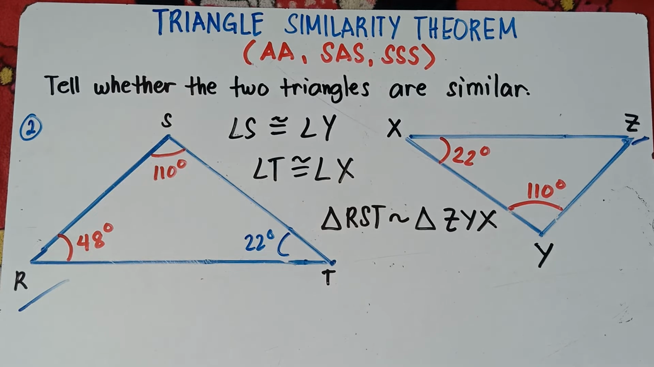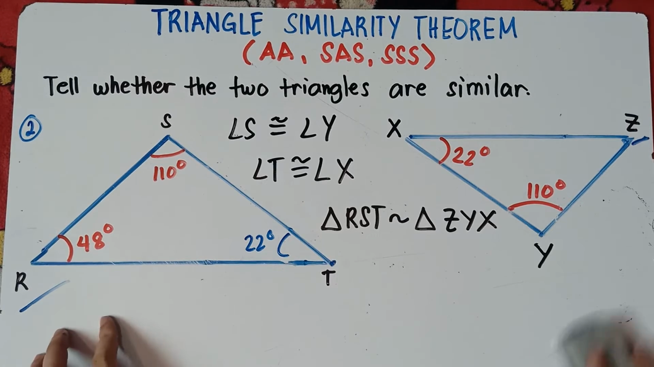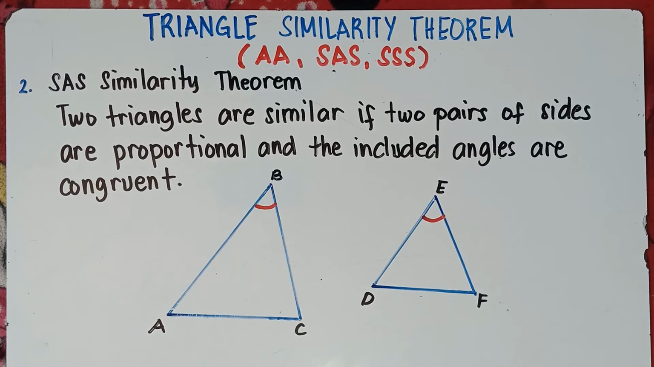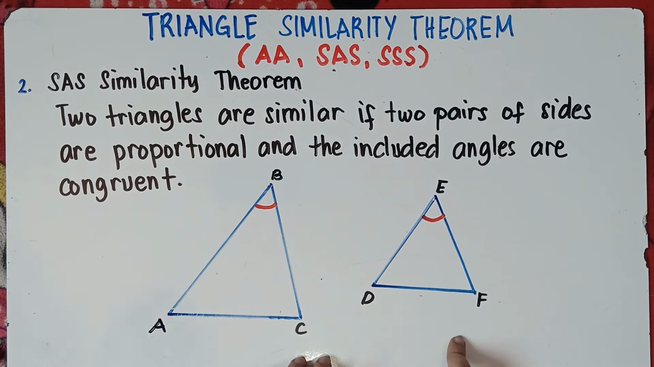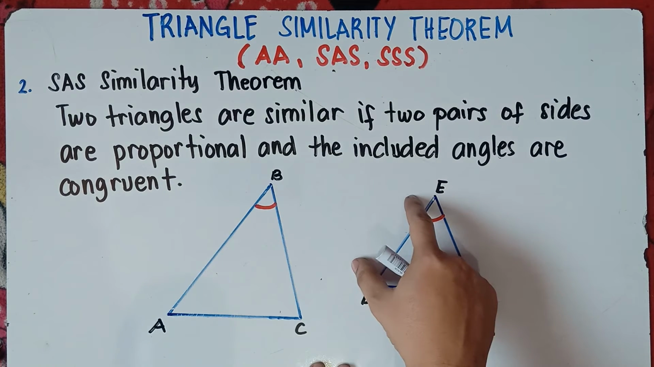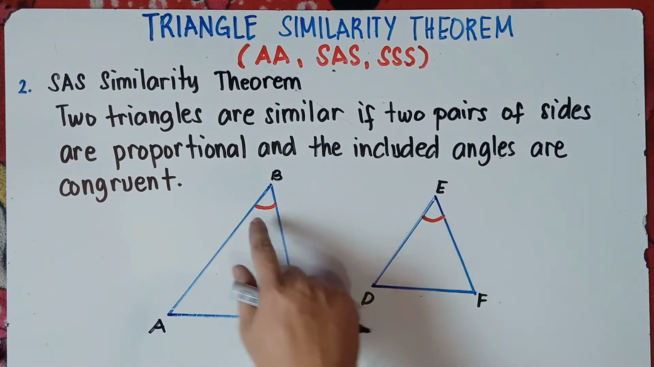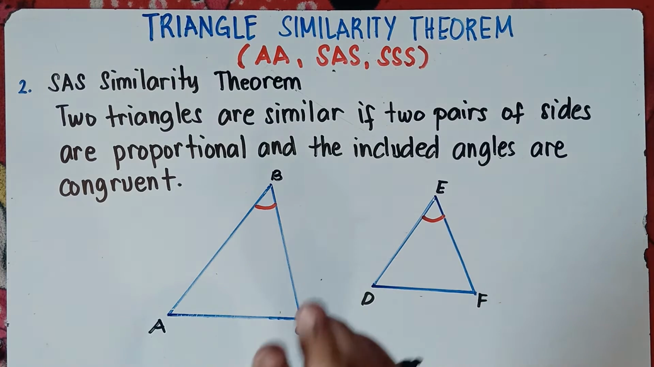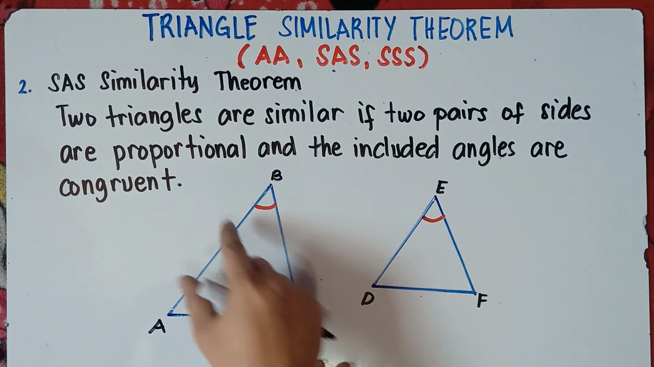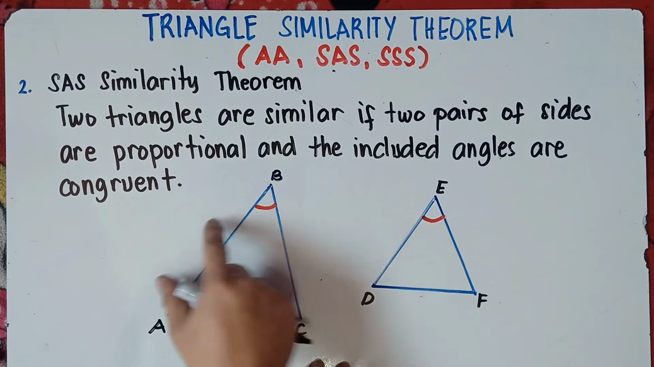So let's focus now on the SAS similarity theorem. Two triangles are similar if two pairs of sides are proportional and the included angles are congruent. So I have here given triangle ABC and triangle DEF. Now, if the ratio of this side over this side is equal to the ratio of this side over this side, and they have the same included angle, the included angle is the angle between these two sides.